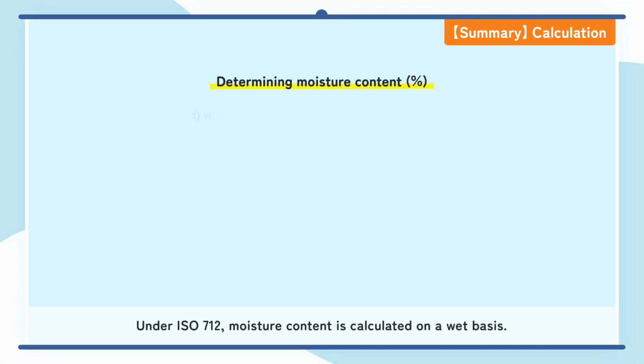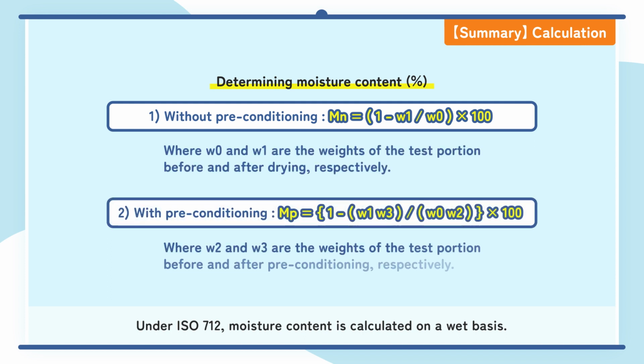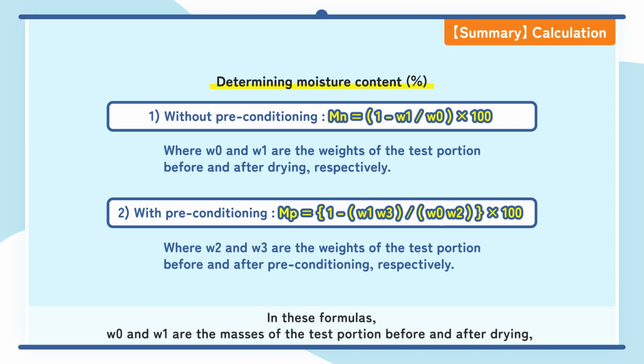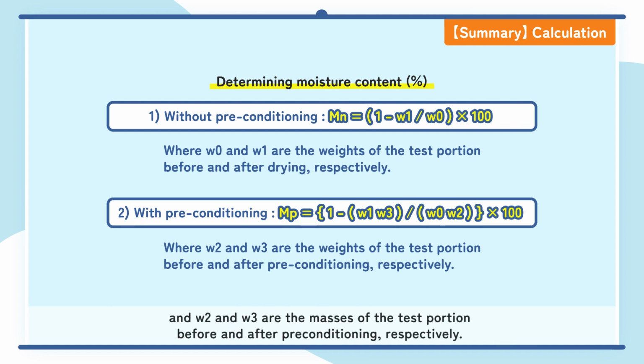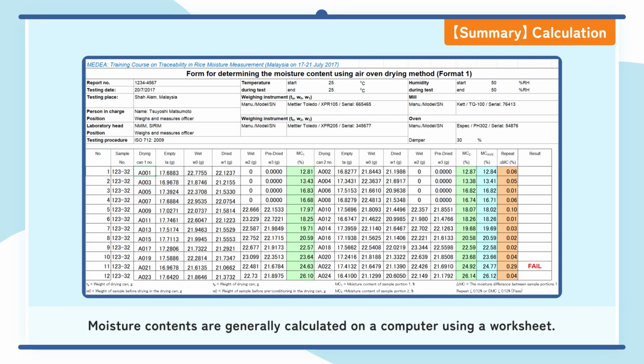Under ISO 712, moisture content is calculated on a wet basis. Formulas are shown below for with and without preconditioning. In these formulas, W0 and W1 are the masses of the test portion before and after drying, and W2 and W3 are the masses of the test portion before and after preconditioning, respectively. Moisture contents are generally calculated on a computer using a worksheet.